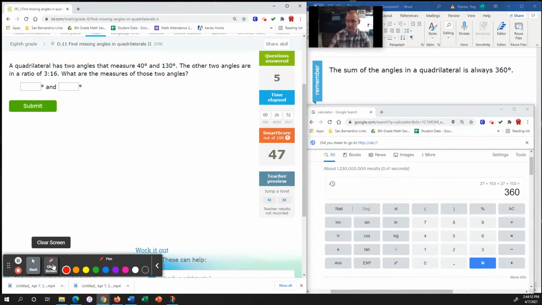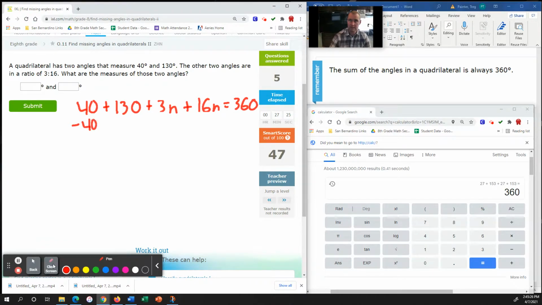So first of all, let's go ahead and write down the 2 angles we know. We do know that we have a 40 plus 130 plus a ratio of a 3 with that angle plus another ratio of a 16 to that angle. And we know these are going to be equal to 360 degrees. So 360 there. All right, not too bad. Just start subtracting them out and see how well it goes. So first step is subtract out 40 from both sides. So minus 40, minus 40.